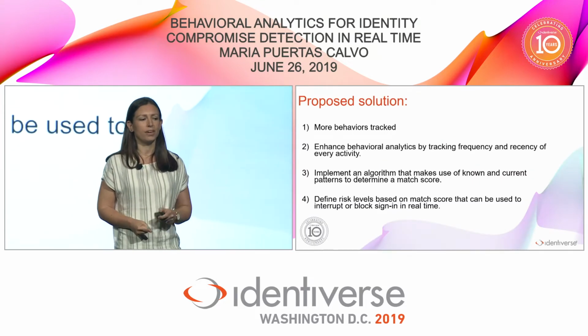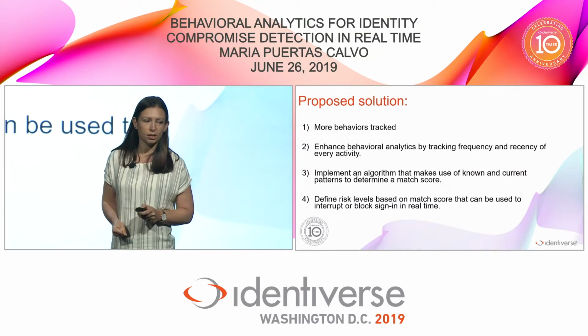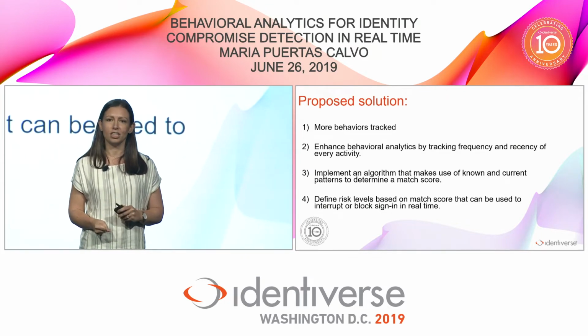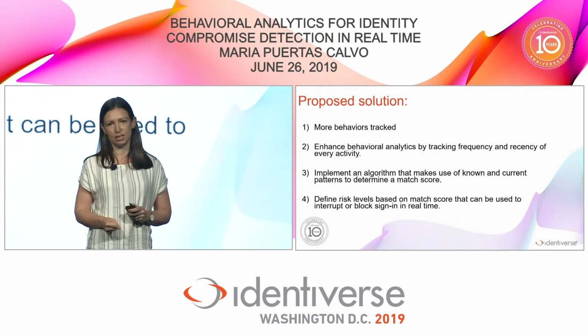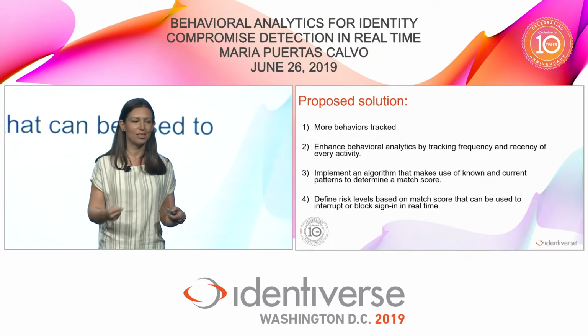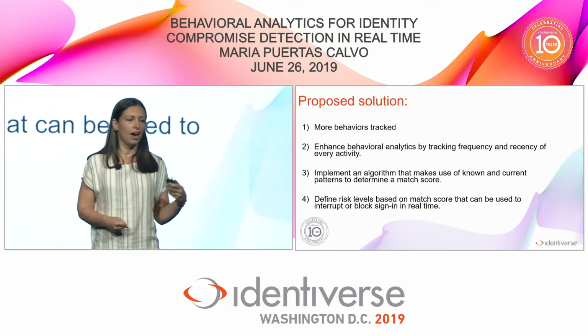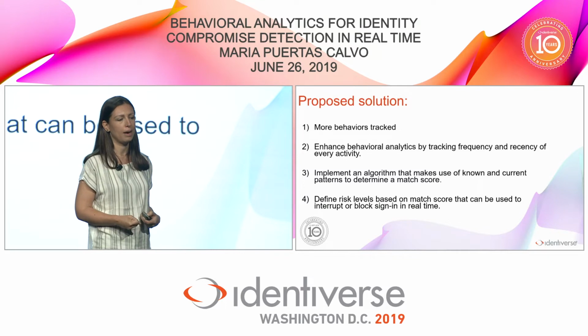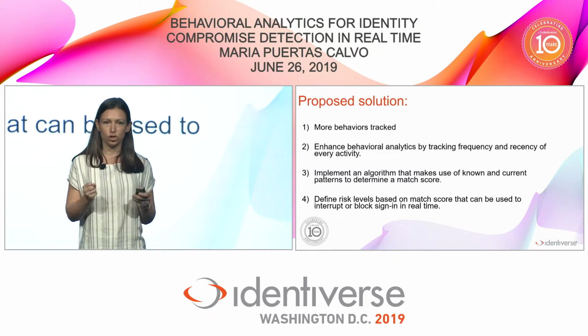So how are we going to improve it? First, we're going to track more behaviors. Second, we're going to enhance this behavior analytics by introducing frequency and recency of the matches. Then we're going to implement an algorithm that takes all of this into account, the features or entities of the sign-in and all of these frequency patterns. And that's going to generate a match score.